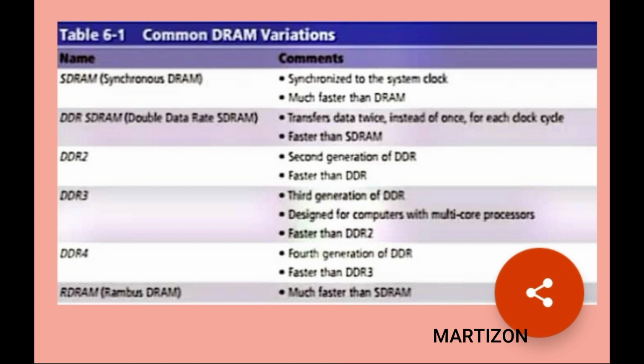Next, we have DDR SDRAM, double data rate SDRAM, which transfers data twice instead of once for each clock cycle, faster than SDRAM. Next, we have DDR2, second generation of DDR, faster than DDR. And next, we have DDR3, third generation of DDR, designed for computers with multi-core processors, faster than DDR2. And next, we have DDR4, fourth generation of DDR, faster than DDR3. We have RDRAM, Rambus DRAM, much faster than SDRAM.